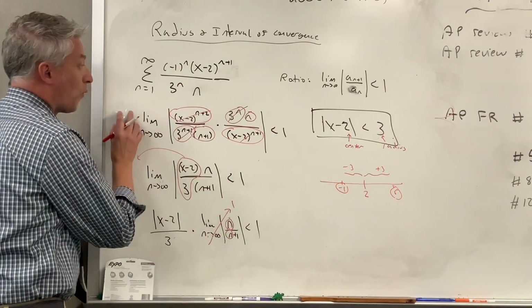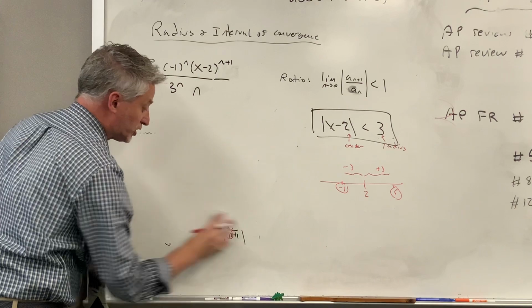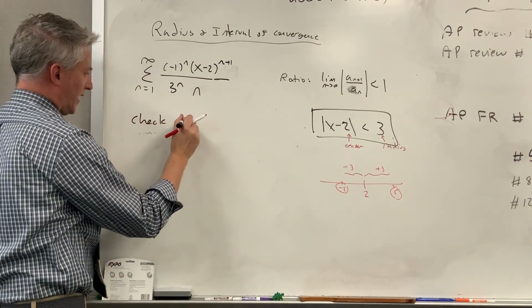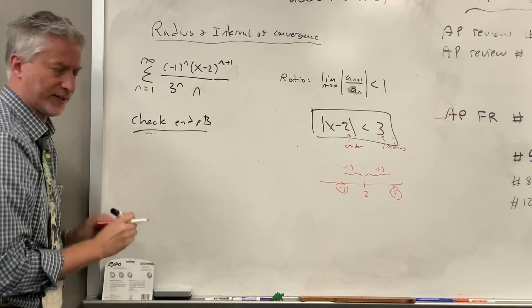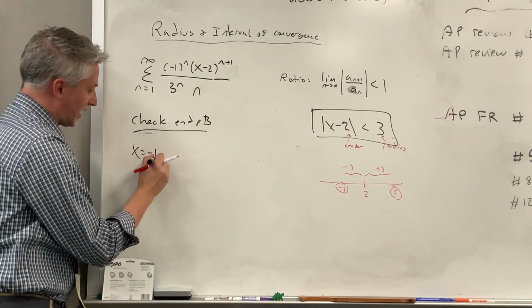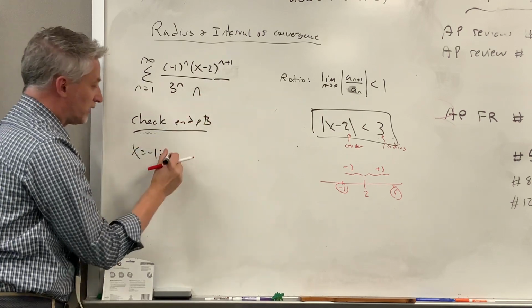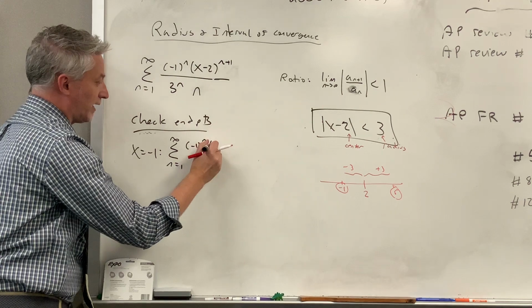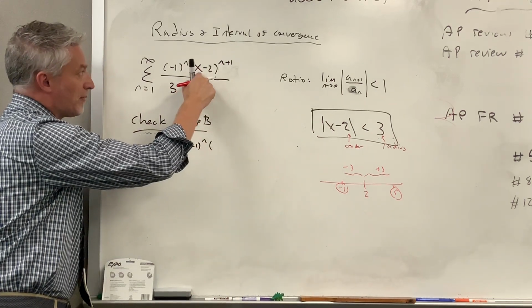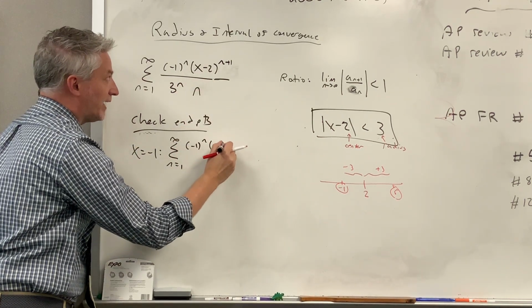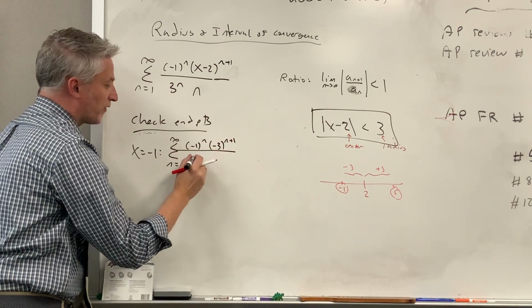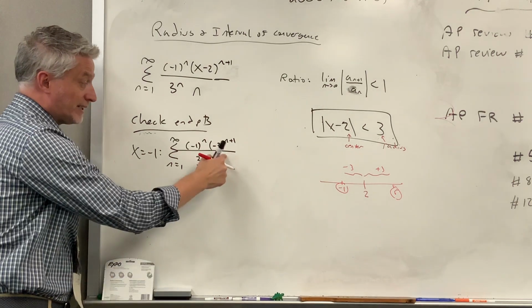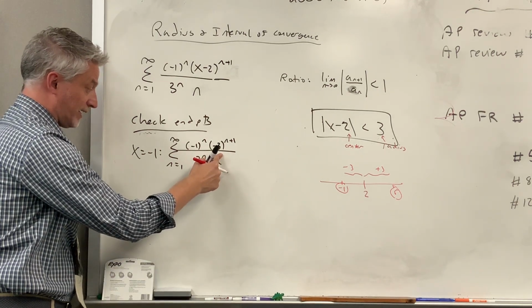All right, so what we're going to do next is check the endpoints. We have to check our endpoints. And this is the part that most students always forget. My first endpoint is this -1. Plug it into the original series, n equals 1 to infinity. This becomes -1 to the n. And this will become (-1 minus 2), a -3 to the n plus 1 over 3 to the n times n. I'm going to simplify this a little bit right here.